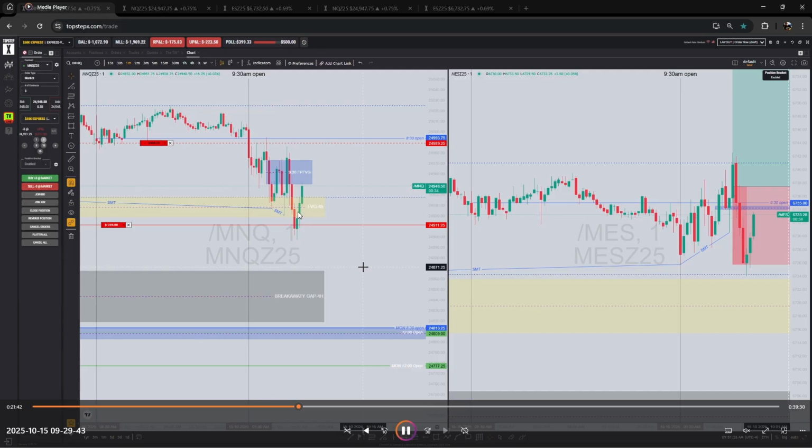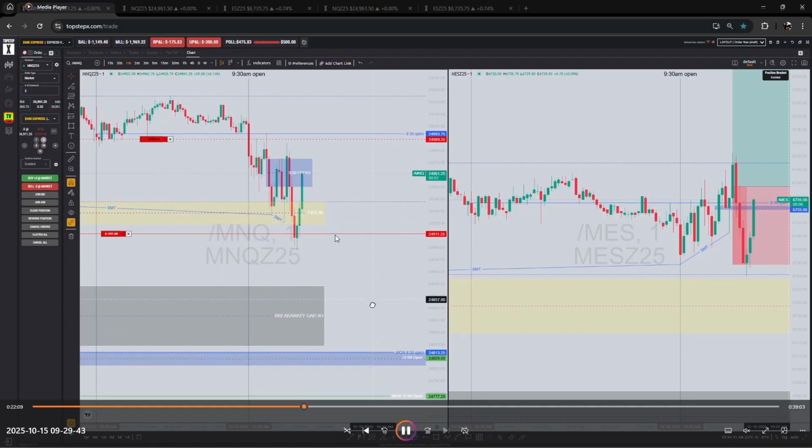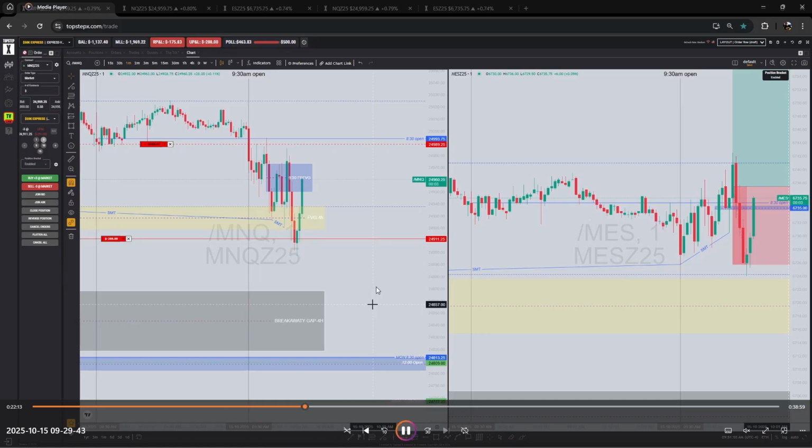There were no fair value gap. And the next mistake that I made, I took out 3 micro contracts, and that was oversized. I was risking close to $500, $468. I went in too heavy with this trade because I was so confident.